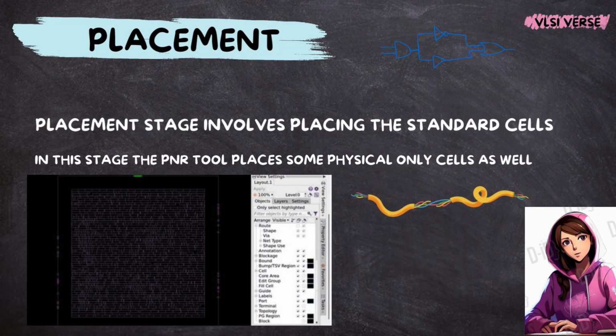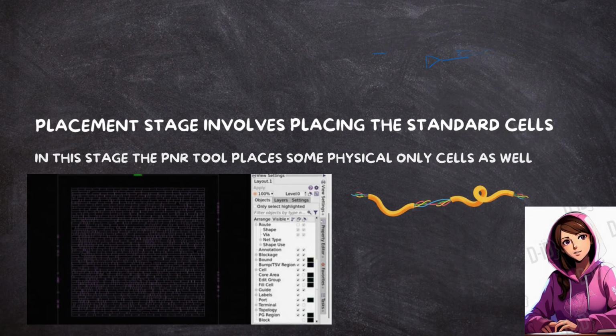Once the floor plan is set, we move on to placement. Placement involves positioning the standard cells, which are the basic building blocks of your design, within the floor plan. The goal here is to minimize wire length and ensure that the design meets timing requirements. Placement is critical because it directly impacts the efficiency of routing and the overall performance of the chip.